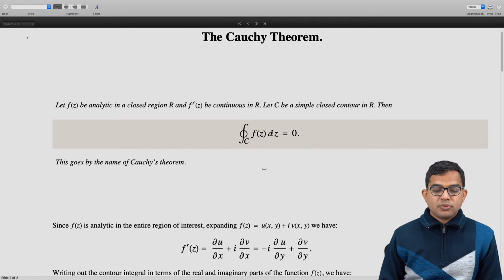First of all, expanding f(z) in terms of the real part and the imaginary part, u(x,y) plus i times v(x,y), we have f'(z) is ∂u/∂x plus i times ∂v/∂x, which, because the Cauchy-Riemann conditions hold, can be written as ∂v/∂y minus i times ∂u/∂y. So in place of ∂v/∂x we can put minus ∂u/∂y, and in place of ∂u/∂x we can put ∂v/∂y. This is just a direct consequence of the Cauchy-Riemann conditions.